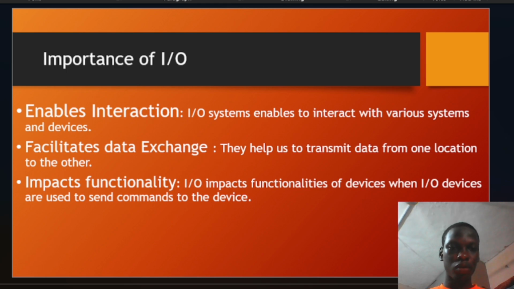So you can use the keyboard also to issue certain commands to the computer, which helps it to perform certain functions, hence impacting its functionalities. So I'll leave it here for the next person to present.